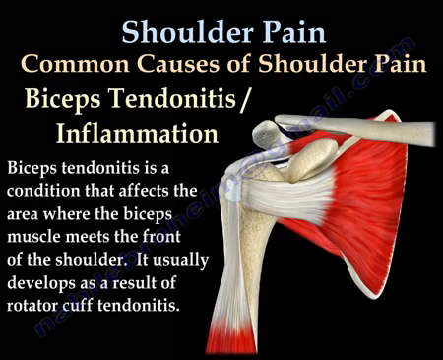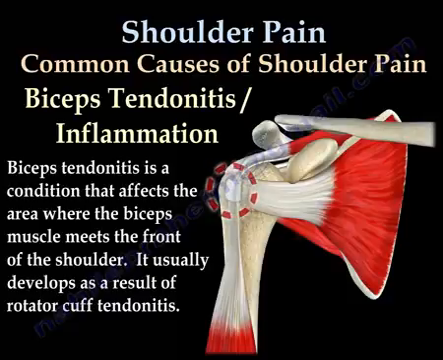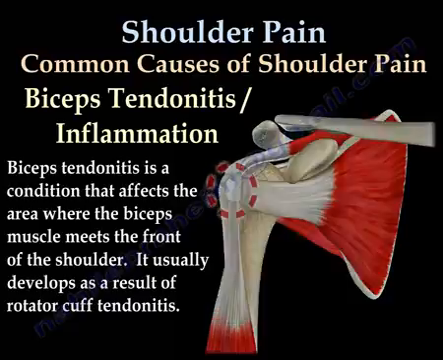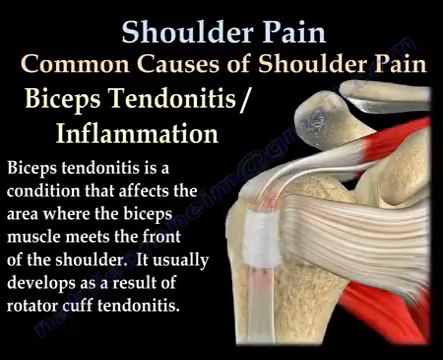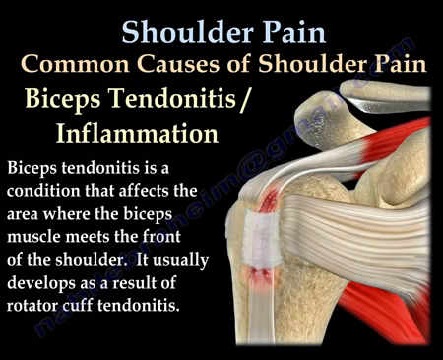Biceps tendinitis is a condition that affects the area where the biceps muscle meets the front of the shoulder. Tendinitis of the biceps usually develops as a result of rotator cuff tendinitis.